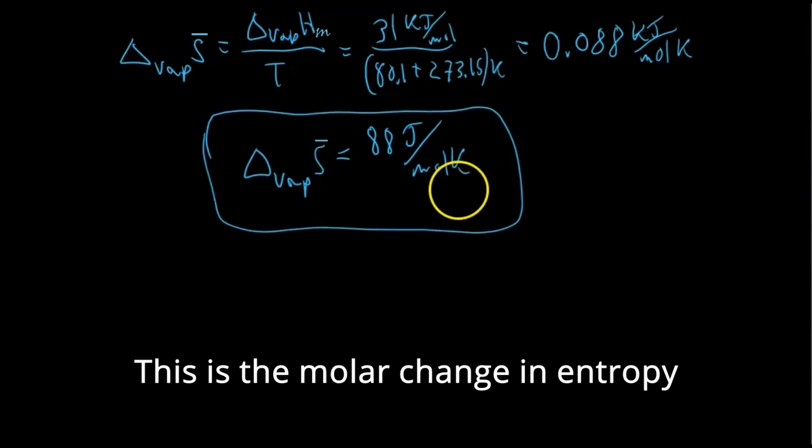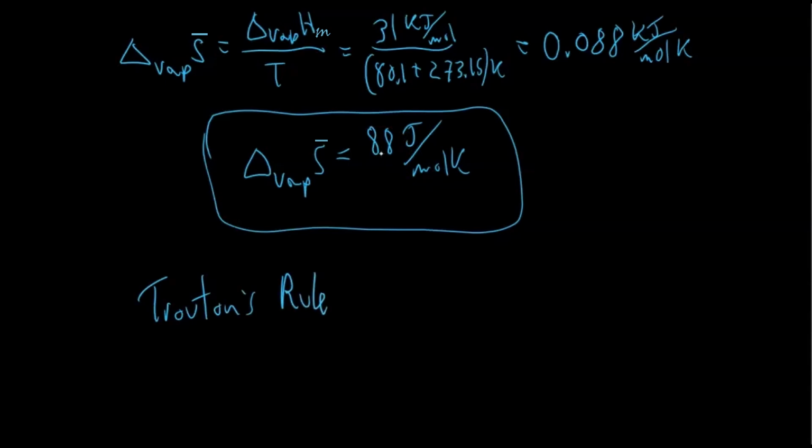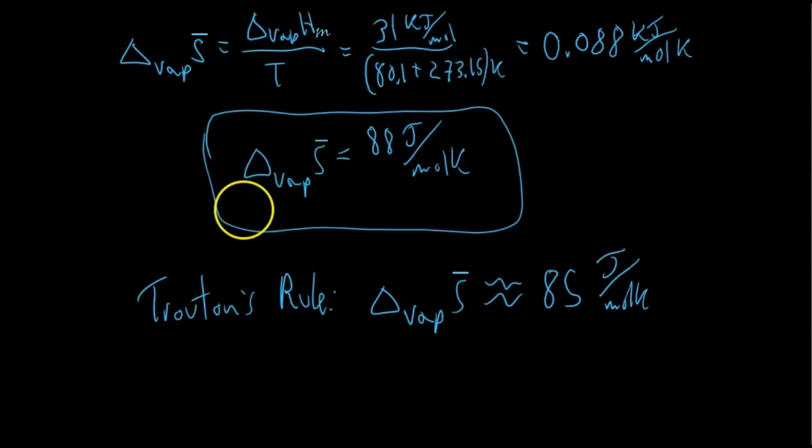Okay, and without looking at a table, this makes sense because there's a rule called Trouton's rule. Trouton's rule says that the change in entropy of vaporization for a substance is approximately 85 joules per mole Kelvin. Most substances follow this rule. Some deviate due to intermolecular forces, like water and ammonia, but most of them are up and down around this value.